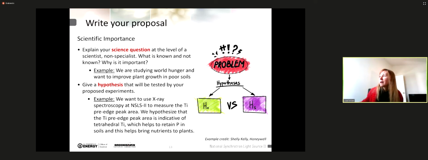So that's where the hypothesis has to come in next, and what you're going to do with the synchrotron to test it. So here is an example applied to this one. We want to use X-ray spectroscopy at NSLS2 to measure the titanium pre-edge peak. And we hypothesize that the titanium pre-edge is indicative of tetrahedral titanium, which helps to retain phosphorus in soils, and this helps bring nutrients into plants. So it's bringing it all the way back to improving plant growth in poor soils.